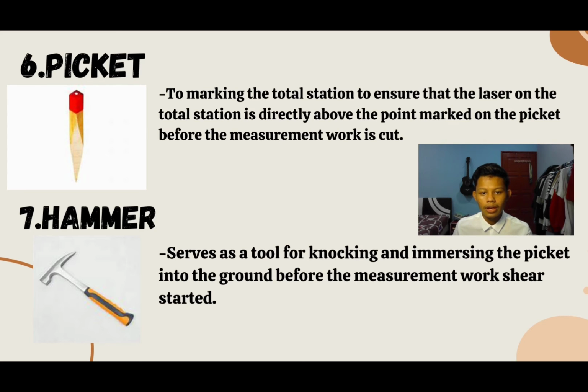The second last is the picket. It is used for marking, to ensure that the laser on the total station is directly above the point marked on the picket before the measurement work starts. And lastly is the hammer. The hammer serves as a tool for knocking and driving the picket into the ground before the measurement work starts. That's all from me. Thank you.